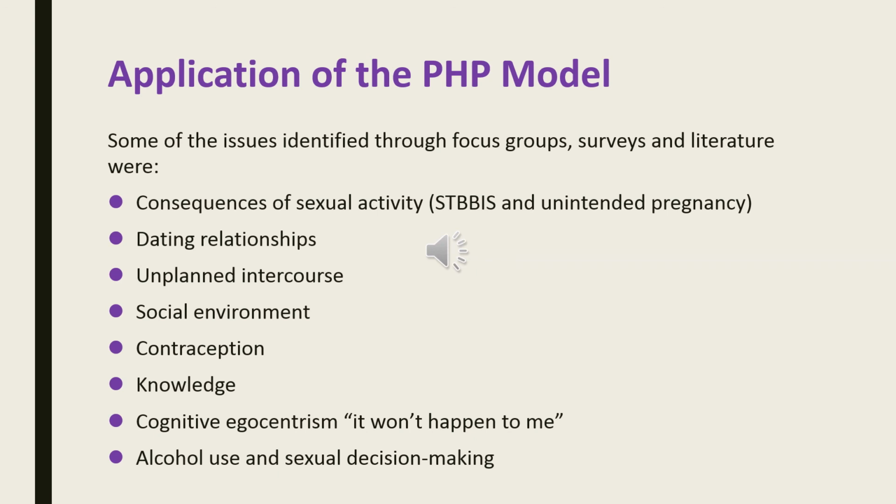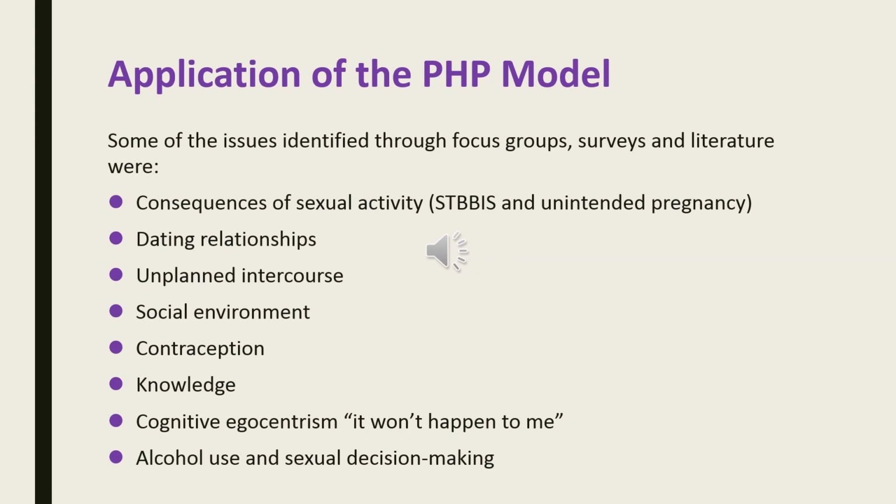Cognitive egocentrism also came out in the focus groups, as well as looking at the literature, that students stated that sometimes they made unsafe decisions because they did not think that something bad could happen to them. They thought that they were invincible, and again, unplanned or unintentional pregnancy wouldn't happen to them, or they would not get an STBBI. It would happen to someone else.